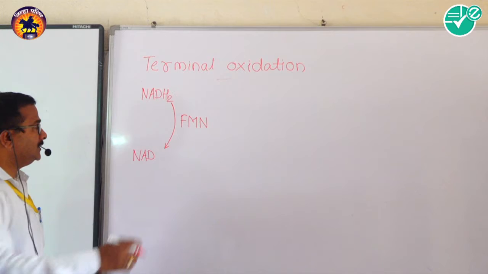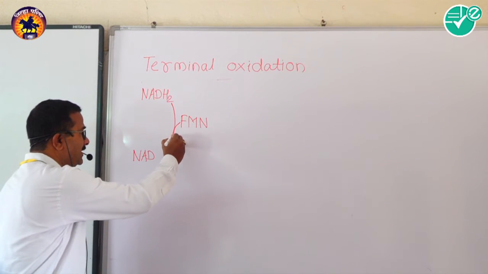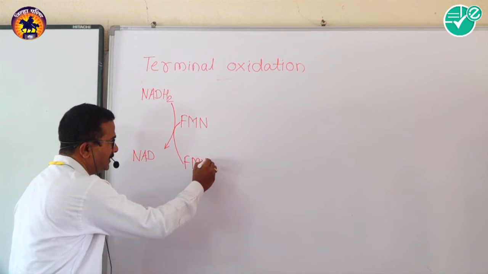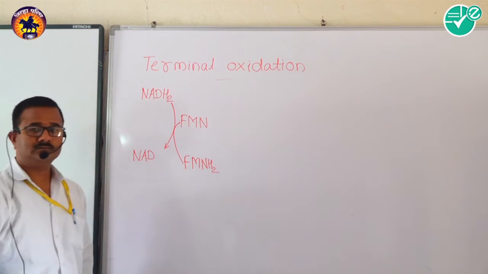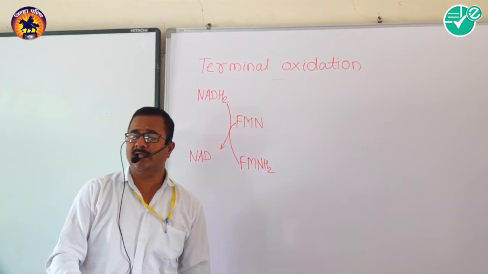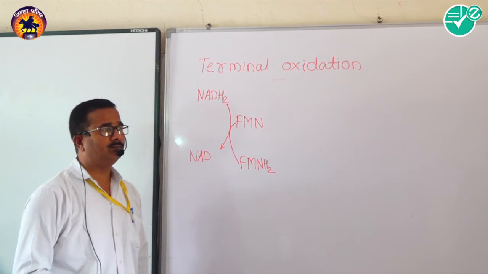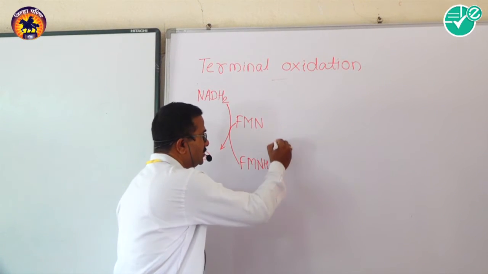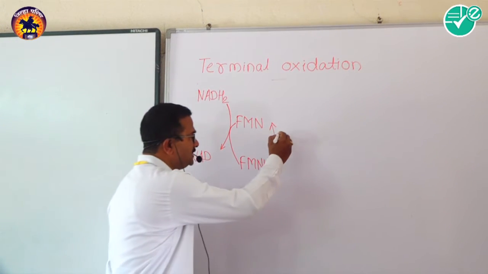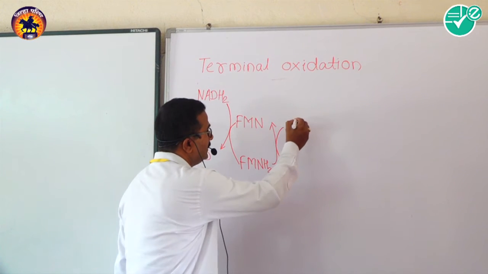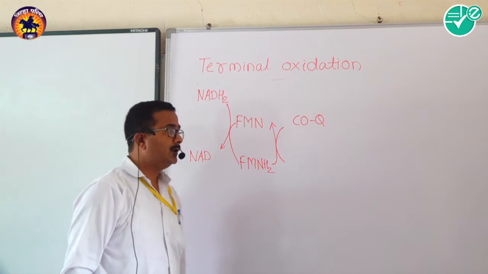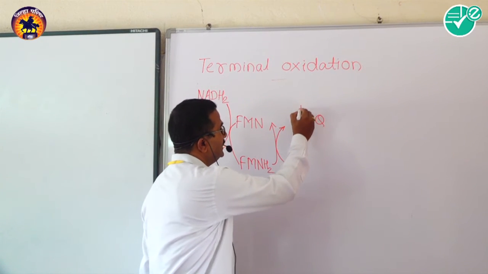This hydrogen is accepted by the FMN and FMN gets converted into the FMNH2. When FMN gets reduced into the FMNH2, it again gets oxidized by releasing the hydrogen. This hydrogen is accepted by the coenzyme Q. Means here the coenzyme Q gets reduced.